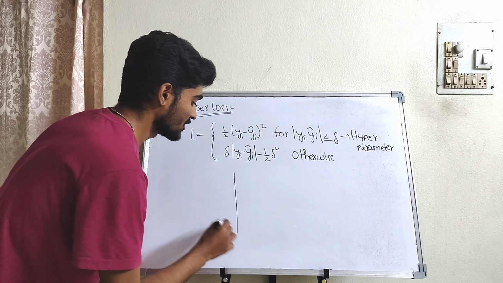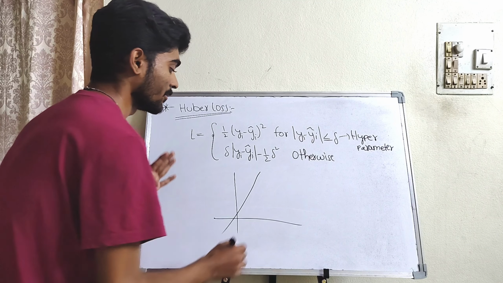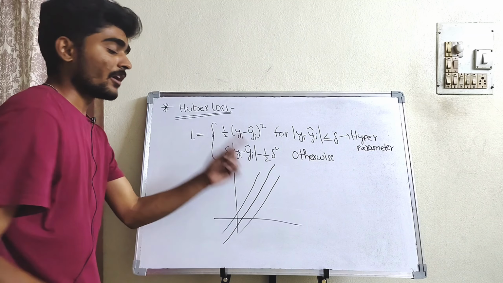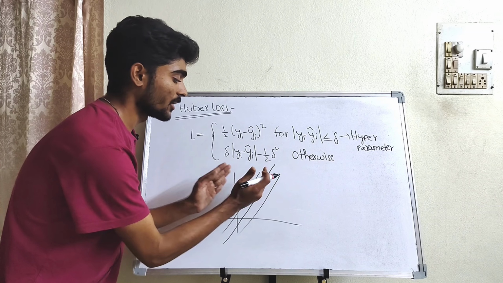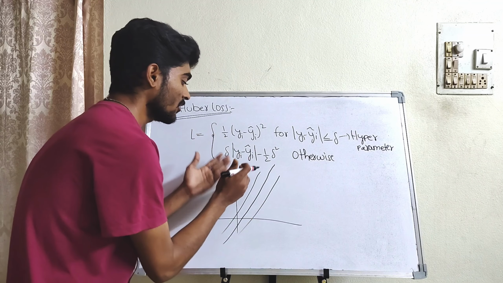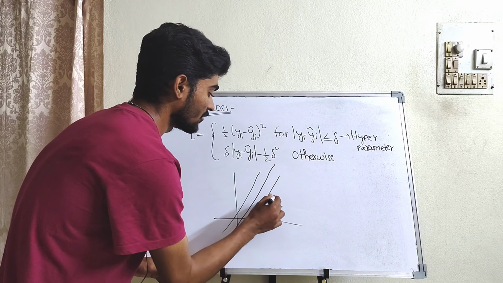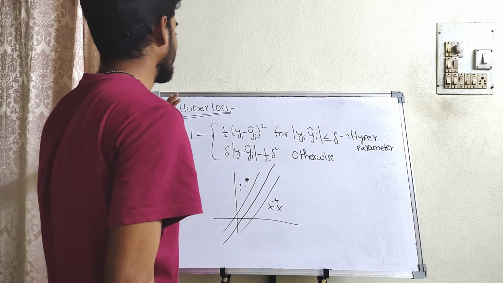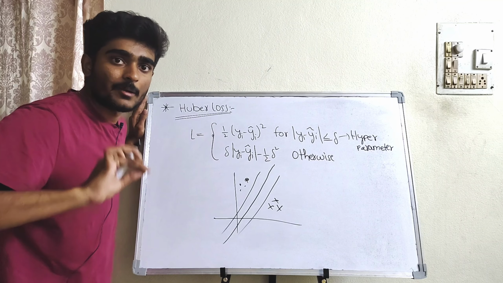How this loss function looks is, when this is your MSE loss and this is your MAE loss, in the middle we'll have Huber loss. It will be in the middle of MSE and MAE, meaning it will not be on either side. It will be in the middle of these data points. This is the entire Huber loss, which is a combination of MSE and MAE loss.